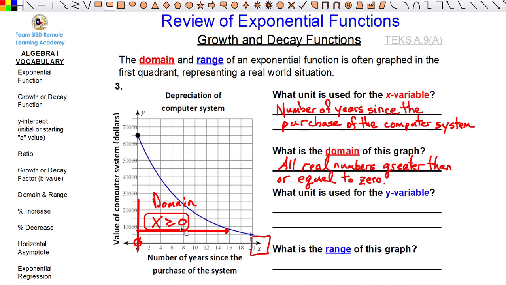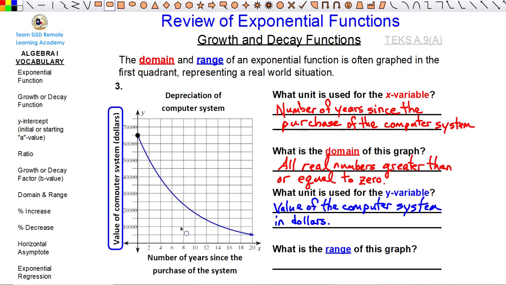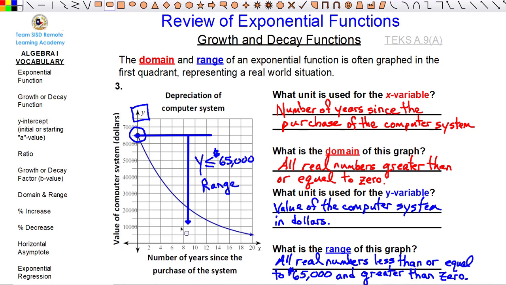What about the unit used for the y variable? Well, you're right. Look along the y-axis. The unit used for the y variable is value of the computer in dollars. And now let's look at the range. Starting at 65,000, the value of that computer is going to be going down. So we have y values less than 65,000. All real numbers less than or equal to 65,000.